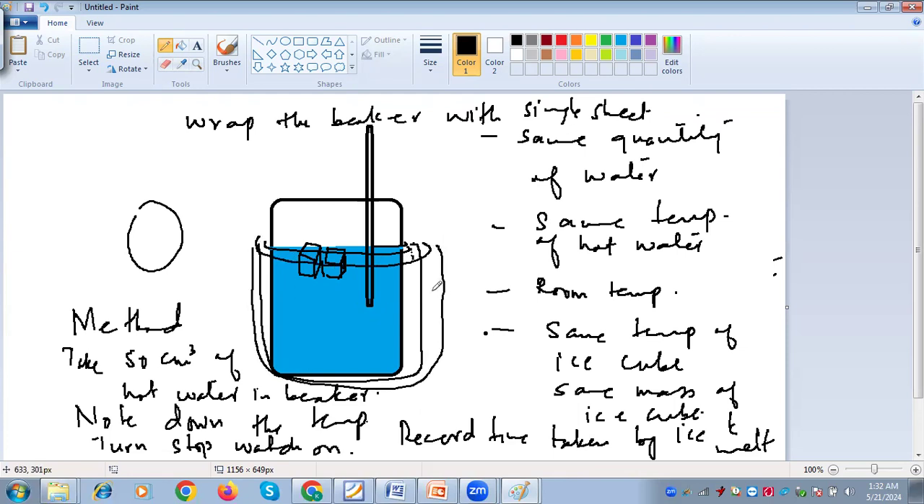Why are we using the sheet? So that heat from the water goes only to the ice cubes. Okay, when the sheet is thin, some heat may be lost to the surroundings. So that is just to investigate that a thicker sheet will prevent heat loss to the surrounding, and the entire heat from water will go to the ice cubes. So what will be the suitable table of values in this experiment?